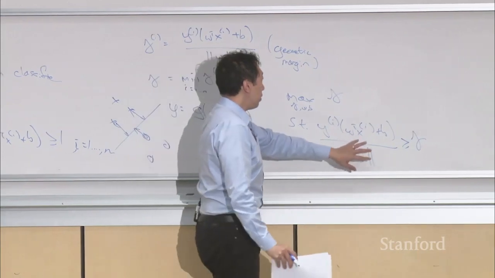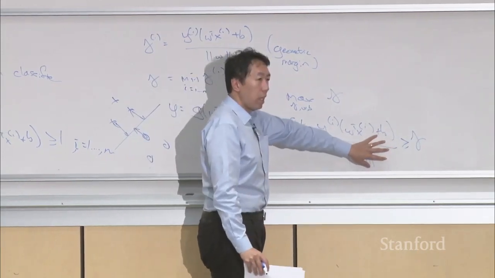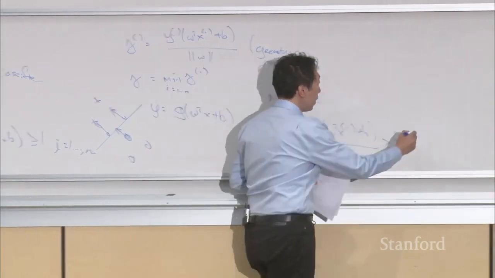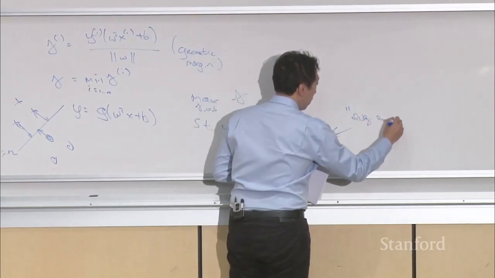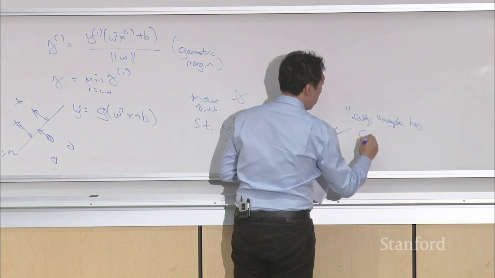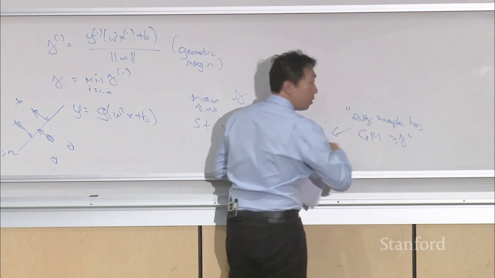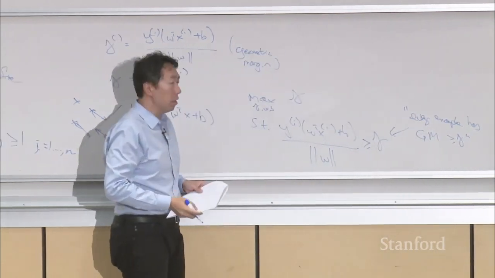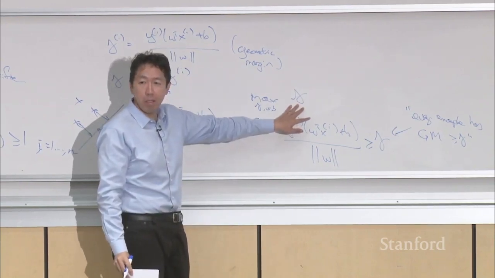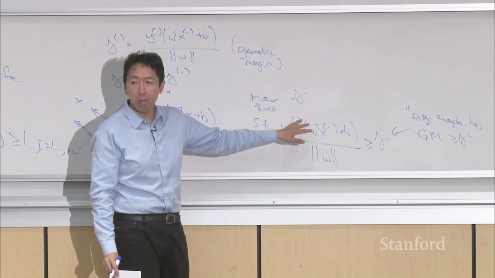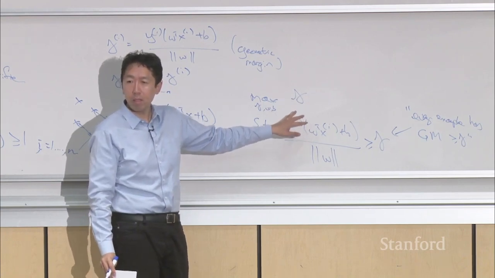So this constraint says that every example has geometric margin greater than or equal to gamma. This is what it's saying. And you want to set gamma as big as possible, which means that you're maximizing the worst case geometric margin. Does this make sense? Right?